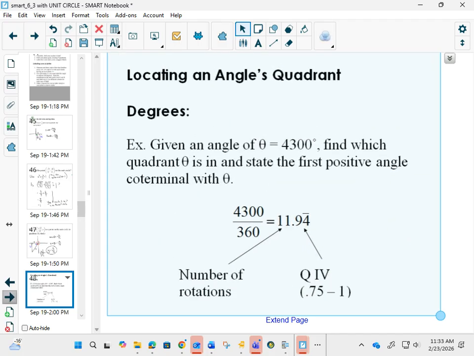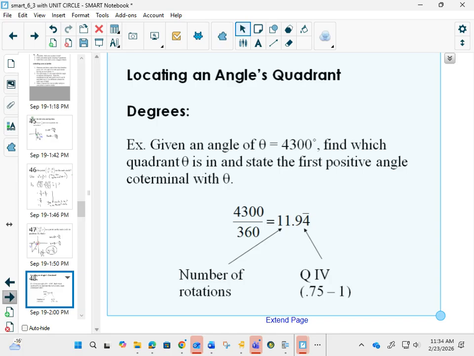We have to get really good at coterminal angles and figuring out where angles are. So if I give you something like 4,300 degrees, you have to find out what quadrant it's in, both with a calculator and without. So first of all, if you were finding it without a calculator, you could just divide by 360 degrees. Because 360 degrees is 1 time around, right? So if I divide it by 360 degrees, 4,300 is 11.94 times around the circle. Almost 12 times around the circle.